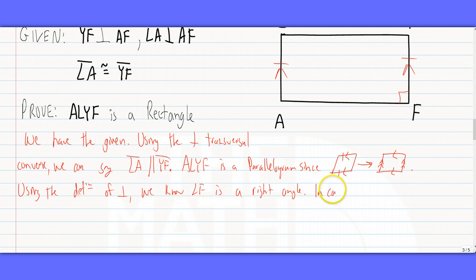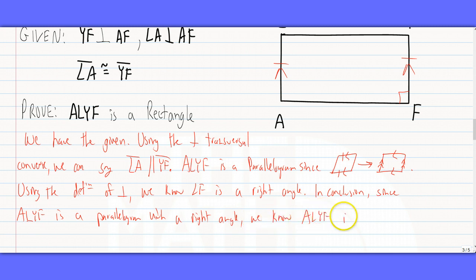So in conclusion, since ALYF is a parallelogram with a right angle, we know ALYF is a rectangle. End of proof.